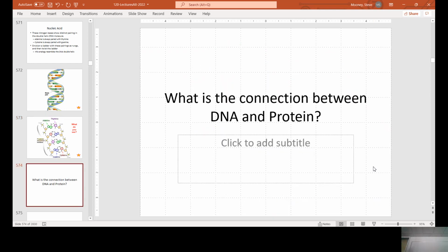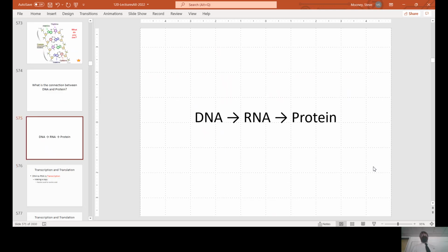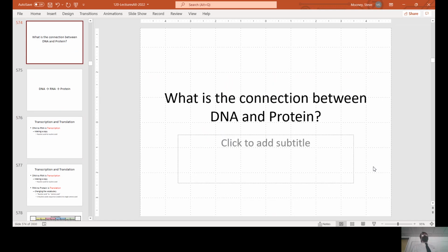One of the questions I asked up front, does everybody know the connection between DNA and protein? And you were kind of shaky on that. So why don't we take our break right there and we'll come back and we'll answer what is the connection between DNA and protein. We'll restart at 6 of.